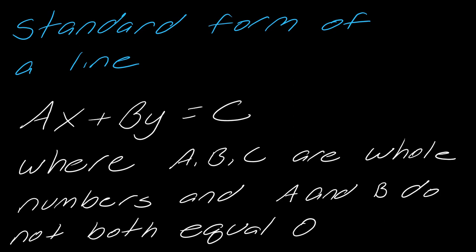It's ax plus by equals c, where the a, b, and c have to be either positive or negative whole numbers. This is one really important thing to remember: whole numbers. And also the a and the b cannot both be 0 at the same time. What I want you to notice is that at the end of the day, this comes down to having x and y on the same side, and then all these numbers have to be whole numbers. I'm going to break down what that means through a series of examples.